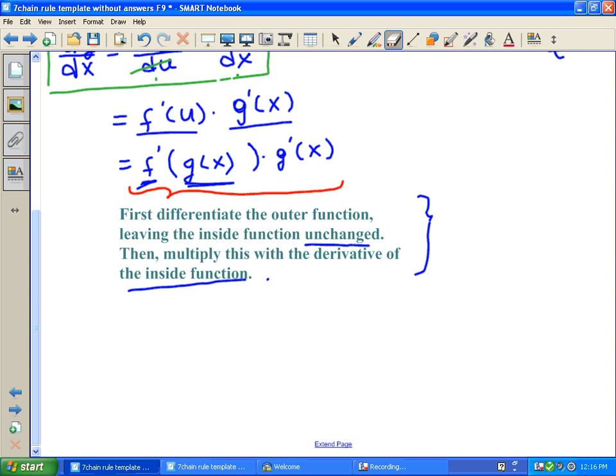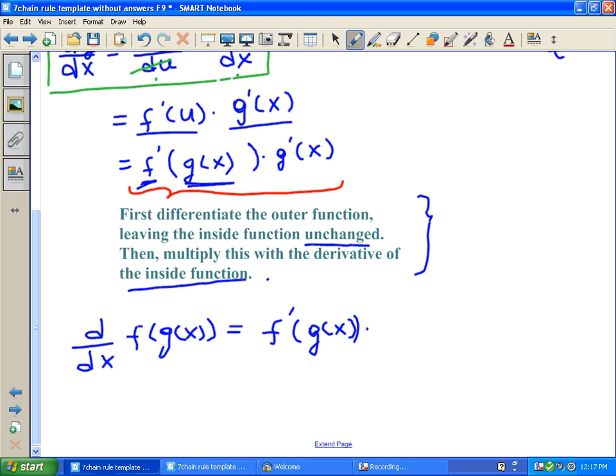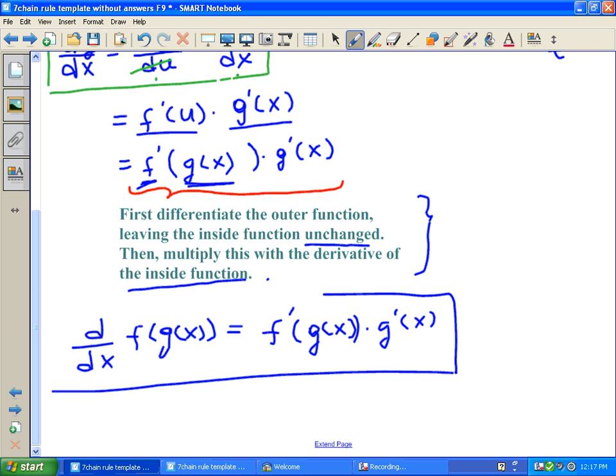Okay, I'm going to summarize the results as follows. When we're finding the derivative of a composition of functions such as f of g of x, the answer is: first find the derivative of the outer function, leaving the inside function the same, and multiply this by the derivative of the inside function. So this is the rule that we'll be using in most of our examples.